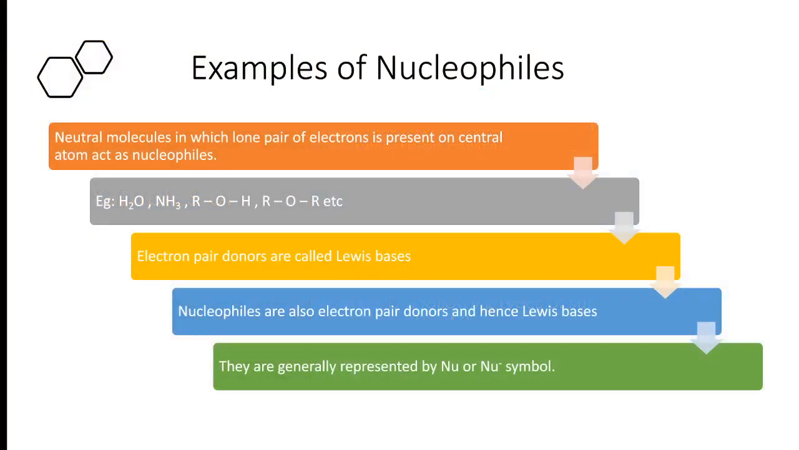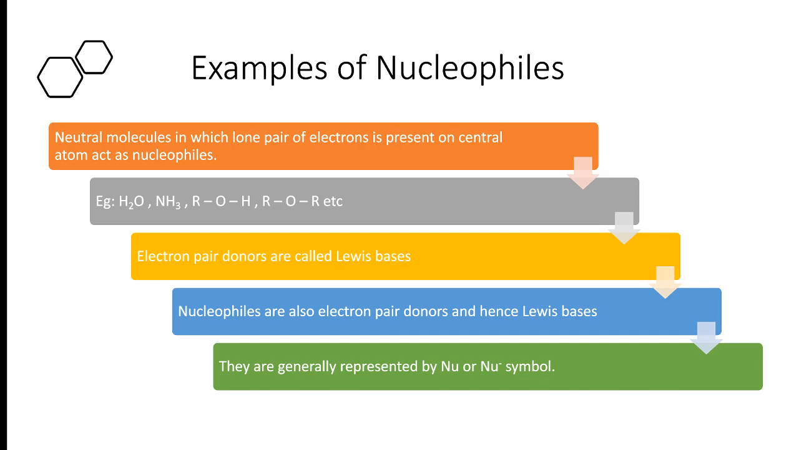So let us see in the next slide. Here, examples. Neutral molecules in which a lone pair of electrons is present on the central atom act as nucleophiles. Example here, H2O. In H2O, oxygen is the central atom which has two lone pairs of electrons. Because of that reason, it acts as a nucleophile, we said. Another example is ammonia, where nitrogen bears a lone pair of electrons. In alcohols, the central atom is oxygen, where the oxygen has two lone pairs of electrons. Therefore, it also acts as a nucleophile.